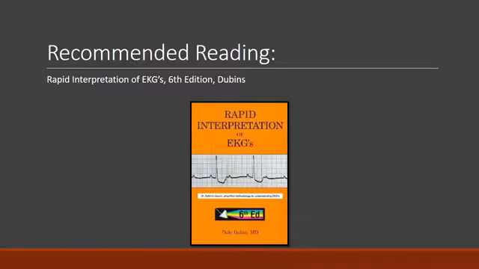As far as the recommended reading, Dubin is an author that has published a book called Rapid Interpretation of EKGs. I believe the 6th edition is out. It's a really good book. It's a quick read. It's very cheap. You can get it on Amazon. And it's really a great basic read in terms of starting to interpret EKGs. So I recommend that if you're at all interested.